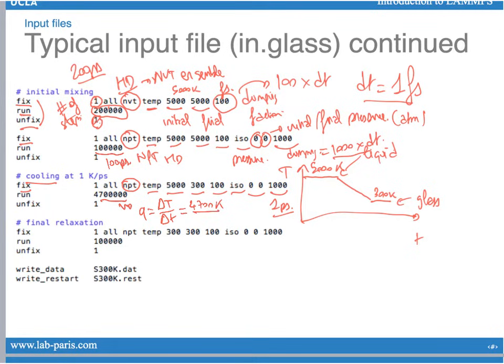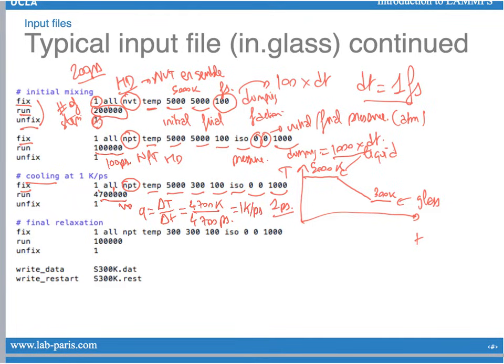And here, the number of steps that we put here, we ask this NPT simulation to be performed for 4.7 million steps. It means that since each step is 1 femtosecond, here we will have 4700 picoseconds of molecular dynamics. Each 1000 steps corresponds to 1 picosecond of dynamics. So here it means that your cooling rate will be 4700 divided by 4700. So it means 1 Kelvin per picosecond.